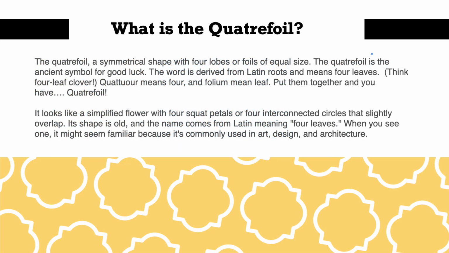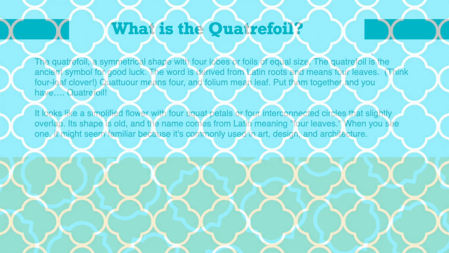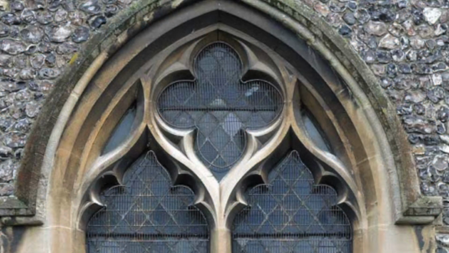So the Quatrefoil is a symmetrical shape with four lobes or foils of equal size. The Quatrefoil is the ancient symbol for good luck. The word is derived from Latin roots and it means basically four leaves. So when you think of a four-leaf clover, that's essentially the style and the overall shape of this pattern. So quator means four and folium means leaf. You put them together and you have quatrefoil.